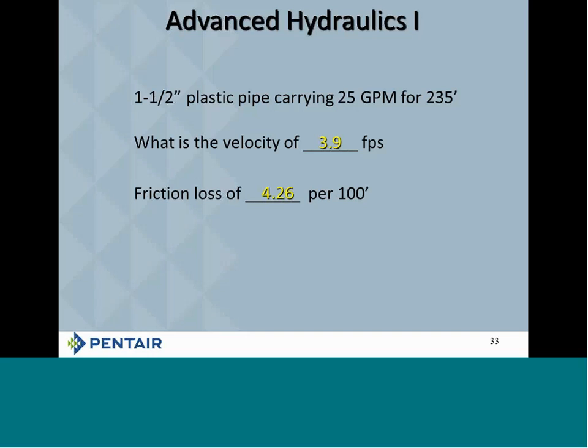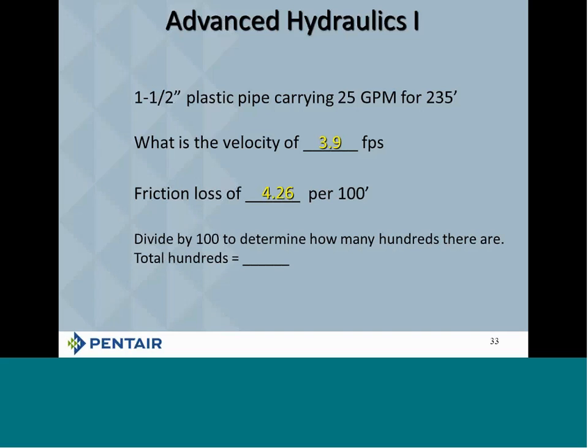Now we need to know the total length of pipe, because we're going to take that total length of pipe and we're going to divide it by 100. Because remember, the chart is in 100-foot lengths. So if we divide 235 feet of pipe by 100, that's going to be 2.35 100-foot lengths of pipe. Now remember that total length of pipe is going to equal not only the linear feet, but the equivalent feet of pipe, straight pipe for elbows and fittings. We'll talk about that in a second.